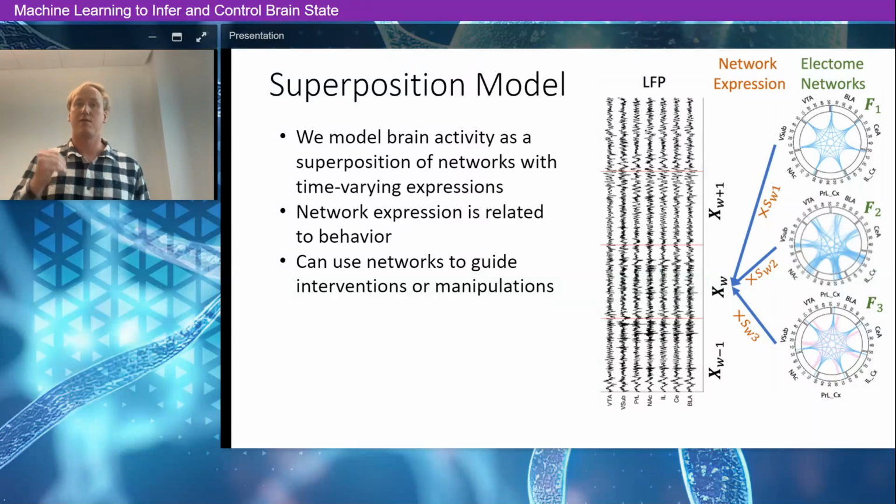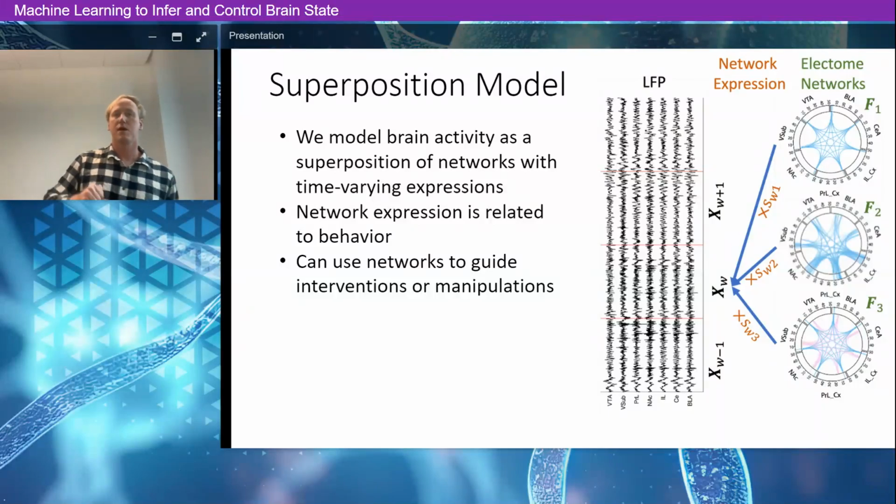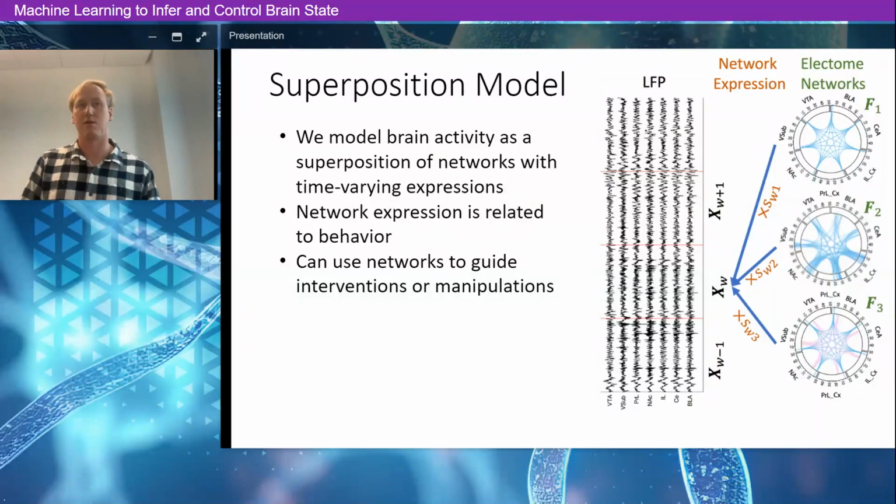These brain networks are constant through time. And what we are saying is that when we look at what's happening at the current point in time, which is marked by W here for window, you have a superposition of all of these different electomes, and they're going to be weighted differently, or they're going to have what we can call a different expression. So we can say that the weight of this first brain network at the current point in time is, for example, SW1 there. And that can either be very high or very low, and it can vary over time. So the brain networks are constant in this model, but this network expression is allowed to vary over time.